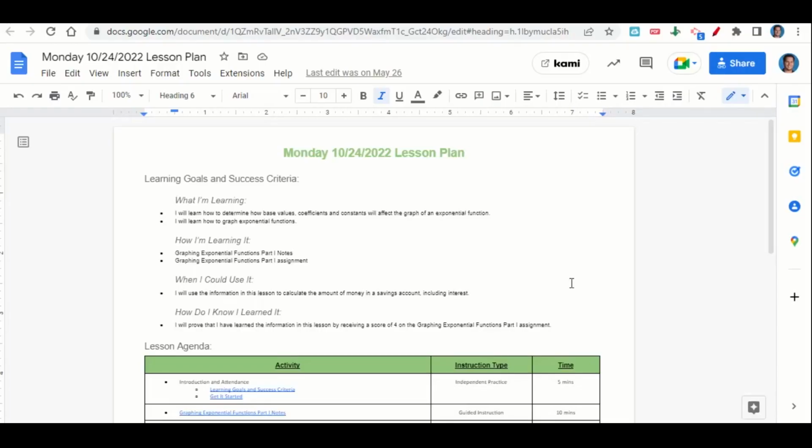Welcome everyone. Let's begin our lesson for today by going over the learning goals and success criteria. First, what are we learning? We're learning how to determine how base values, coefficients, and constants will affect the graph of an exponential function and how to graph exponential functions.